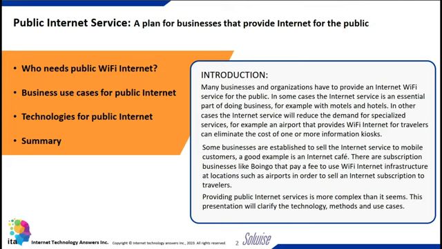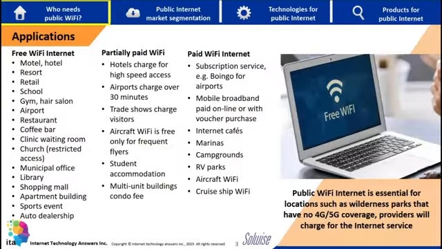Now, you're probably going to be surprised how many types of businesses provide internet service for visitors. You're probably familiar that caravan parks need to provide internet because people need something to do on a rainy day. But the list is long, and in fact, we divided the list into 3 sections: the free internet services, the partially paid internet services, and the paid internet services.